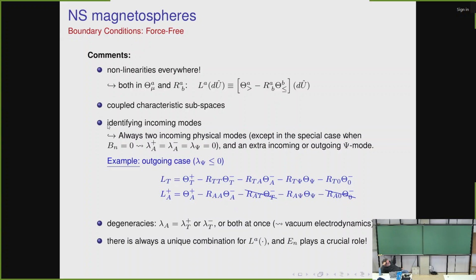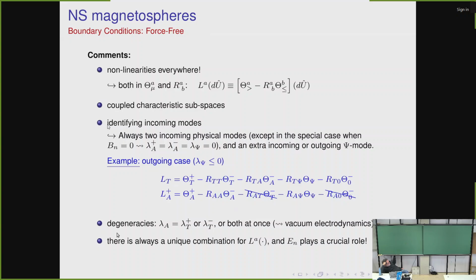But the good news is that you can play these games, and when you want to enforce the tangential components of the electric field, there is always a unique combination for these coefficients, and you can find the boundary operators.